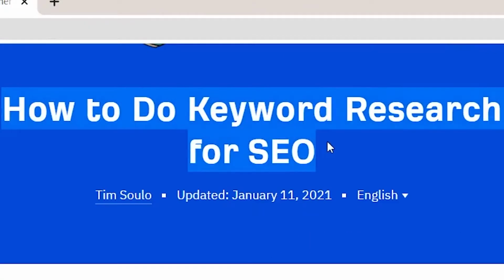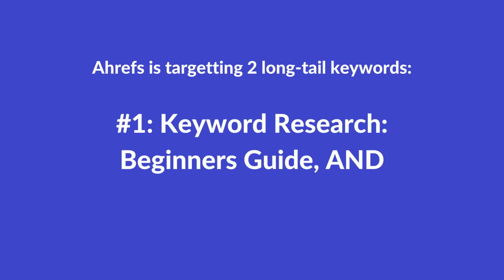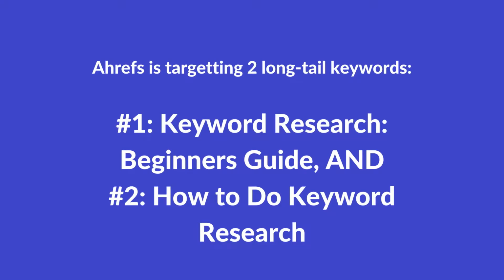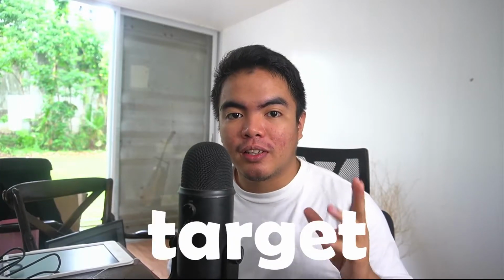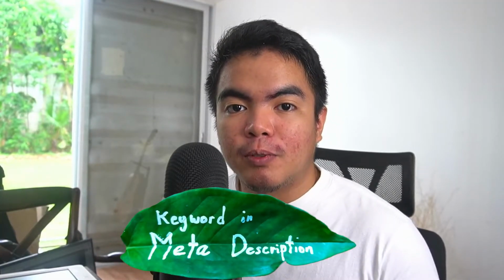Some websites like Ahrefs like to use different titles for both of these. This is so that they can hit 2 long tail keywords instead of just 1. Now you can do this yourself, however, whenever you do something like this, make sure that both of them have your target keyword. Number 2, add your keyword to your meta description.